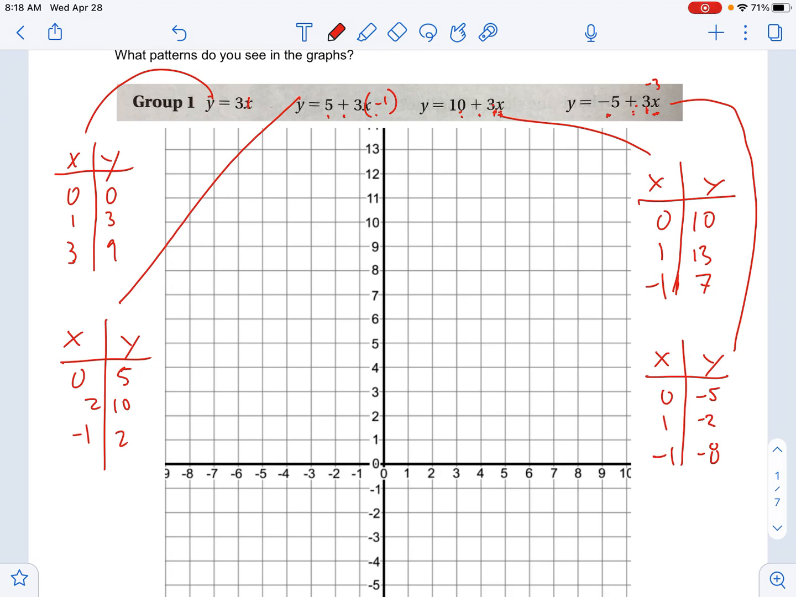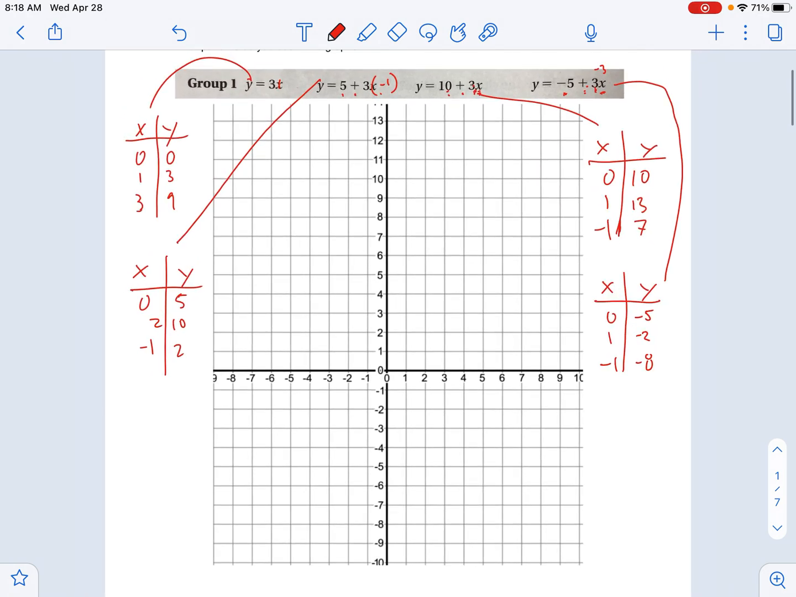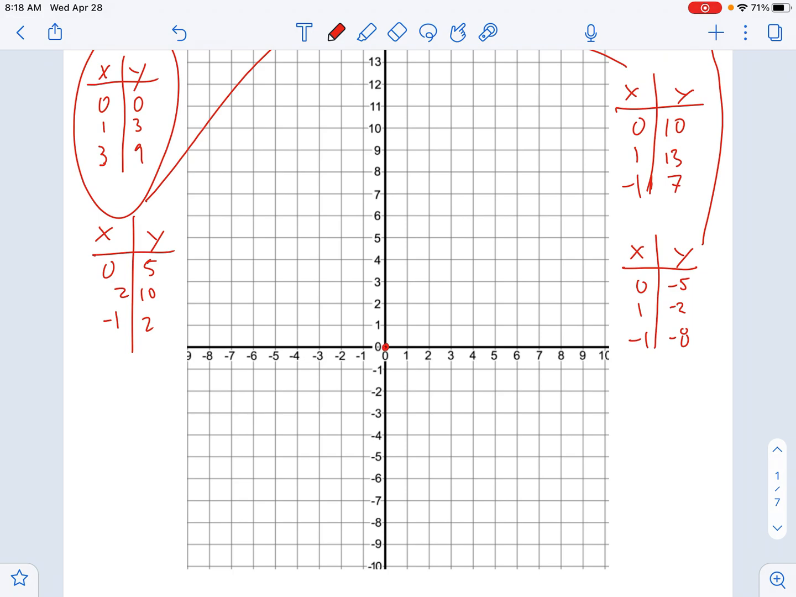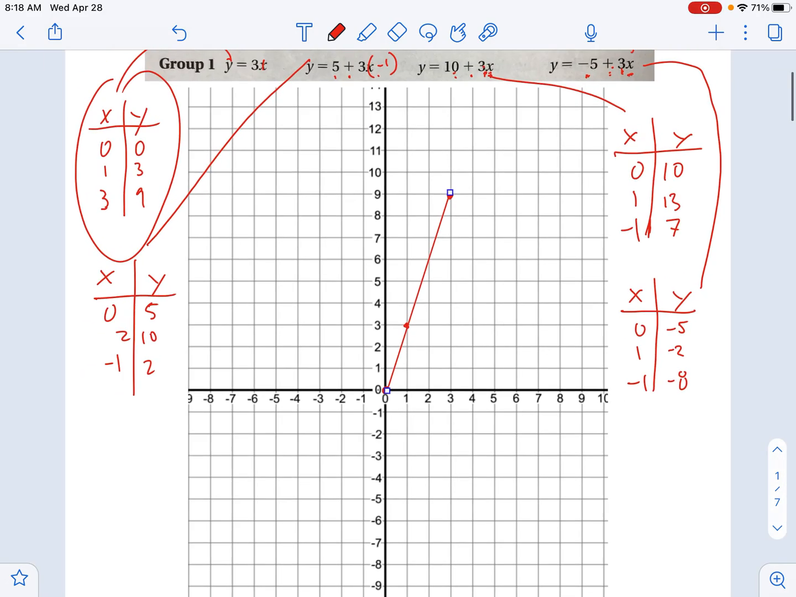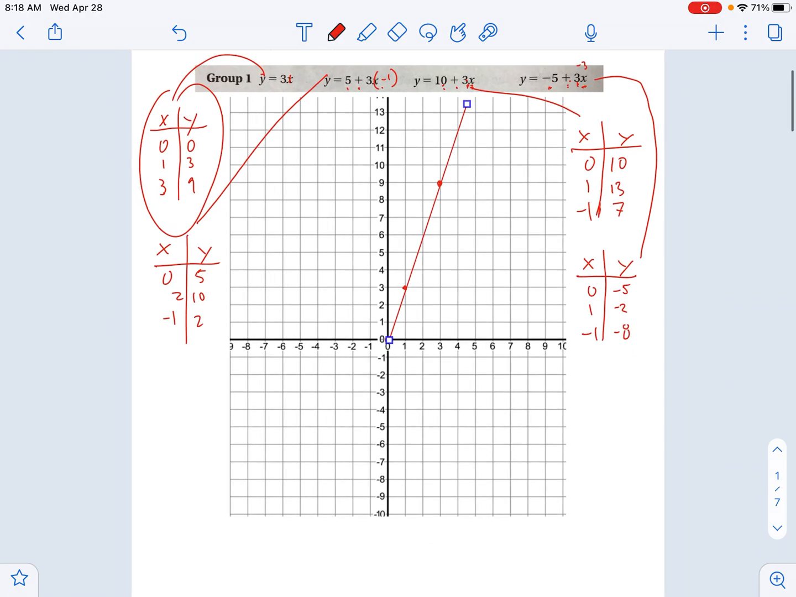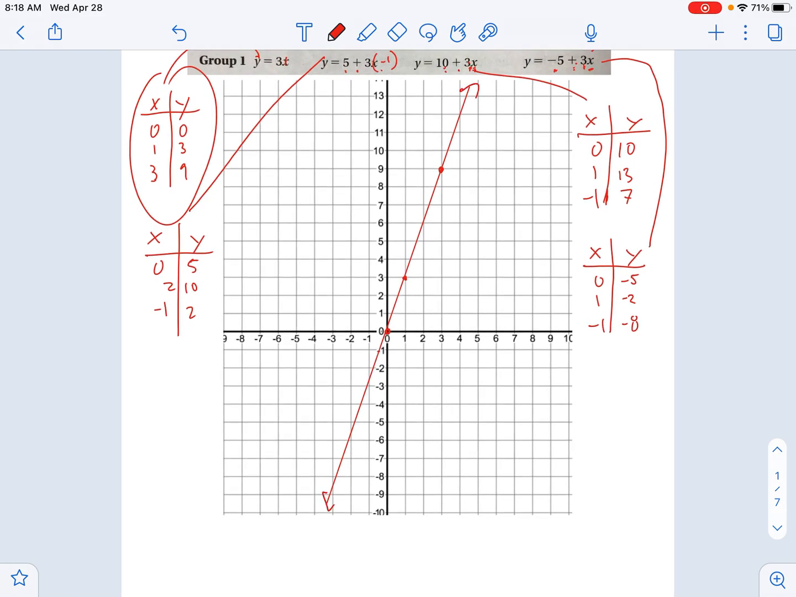I'm going to plot one of them with you, and let's just see what happens. Let's plot this first one right here. I'm going to plot a point at 0, 0. I'm going to plot a point at 1, 3. I'm going to plot a point at 3, 9. And it should make a straight line. And it does. If you're using a ruler on paper, I want you to extend this to the edges of the graph so it fills the whole thing. There we go. I put arrows on the ends.